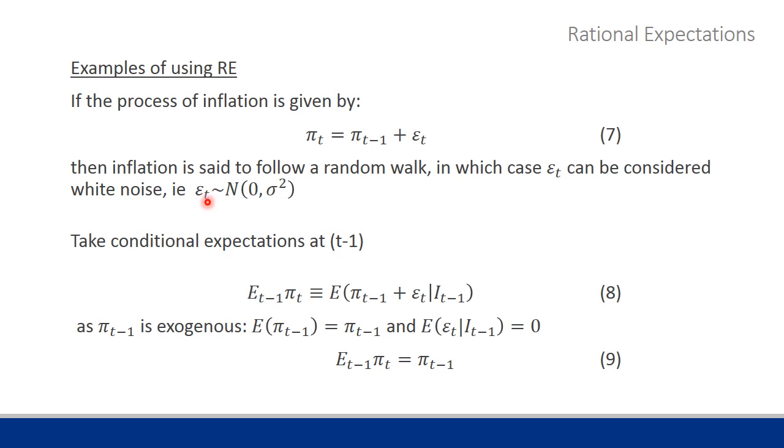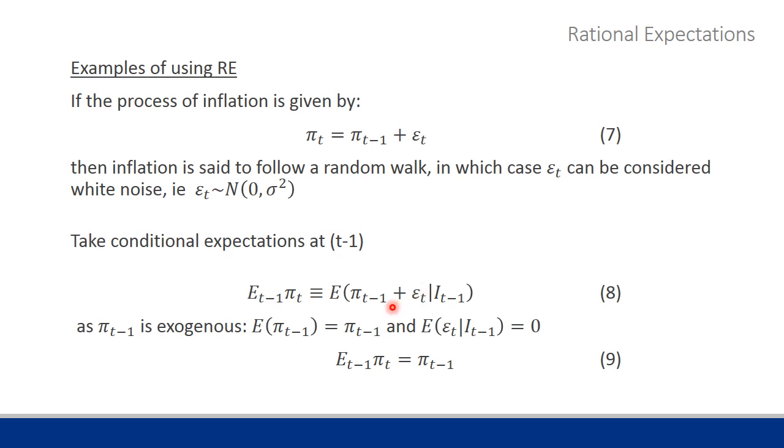So the shock epsilon t is normally distributed with mean 0, which is very convenient. Later we'll see when we're taking expectations. So we take expectations of equation 7, and we have, by putting E on the outside of both sides, E of pi t is equal to E of this term here, E of pi t minus 1, plus the shock.